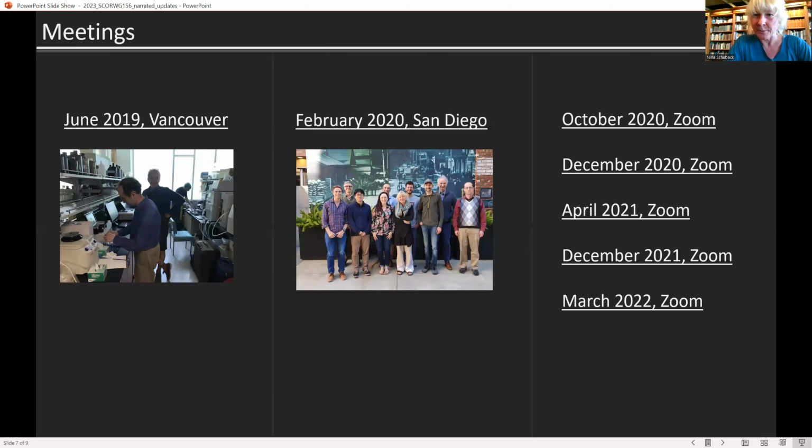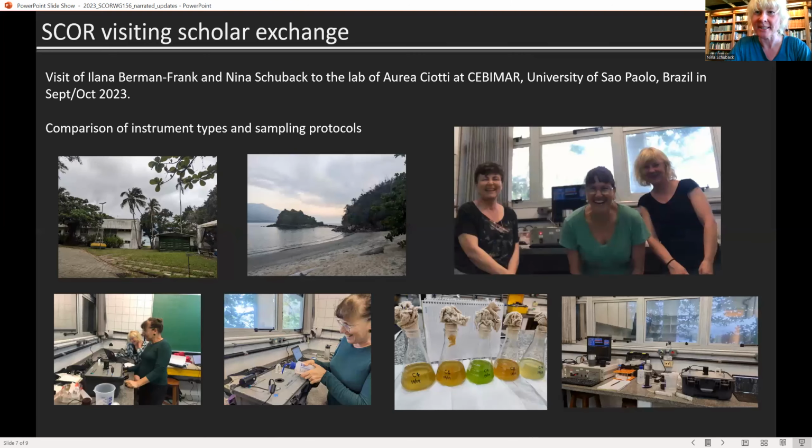this year, we had the last Zoom meeting in 2022, and then more bilateral meetings because we were working a lot more specifically on our user guide. I'm going to get to that. And then this year we had a last meeting associated to this group, which was a visiting scholar exchange.